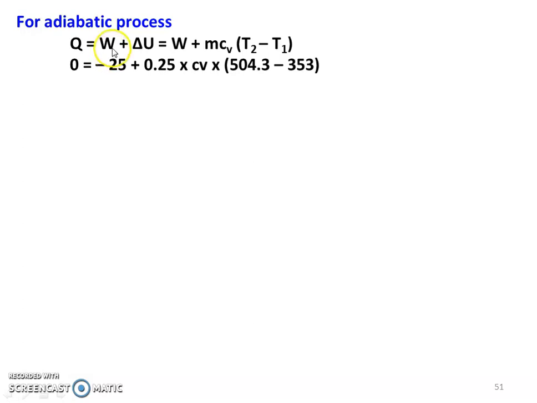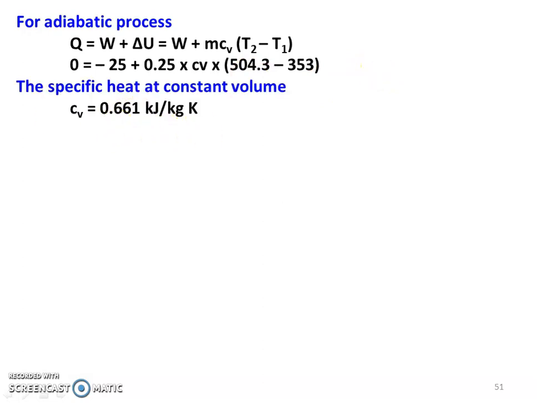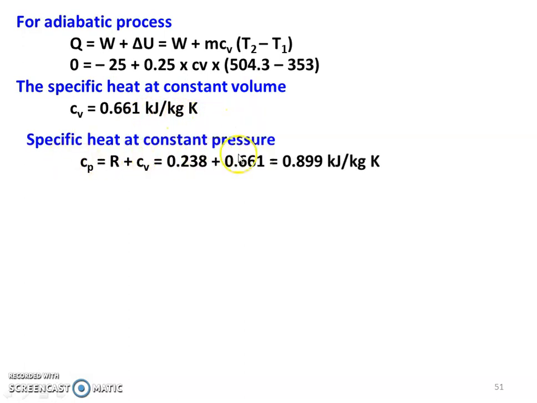And the work done on the gas, minus 25 plus 0.25 mass, Cv is the unknown, into 504.3 minus 353. Solving the equation, Cv equal to 0.661 kilojoules per kilogram Kelvin. Specific heat at constant volume and constant pressure: Cp equal to R plus Cv. So R value 0.238 plus 0.661 equal to 0.899 kilojoules per kilogram Kelvin.